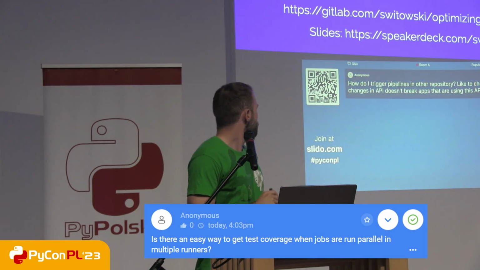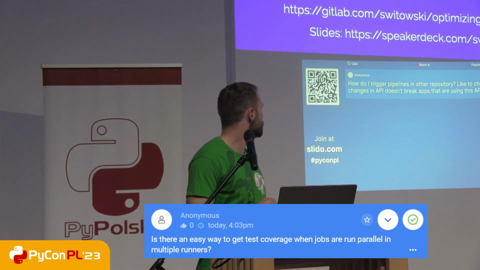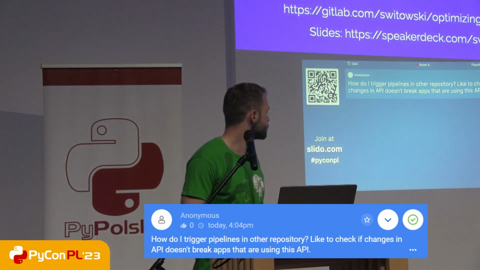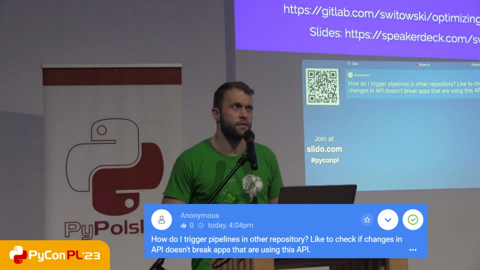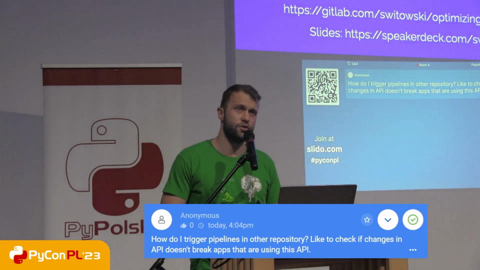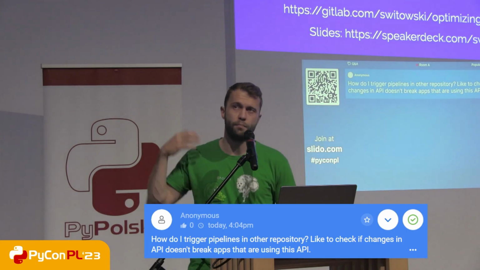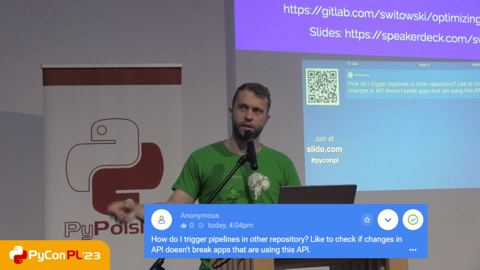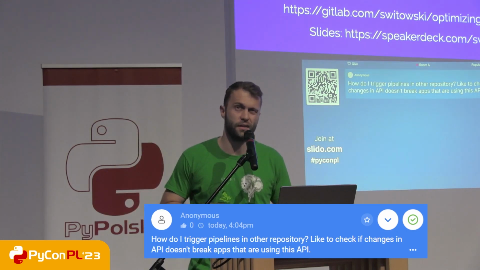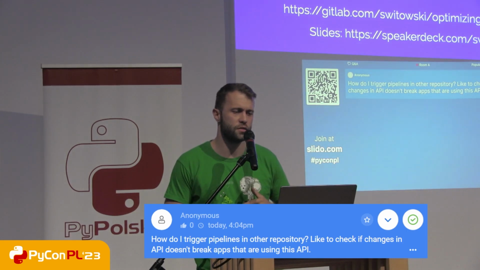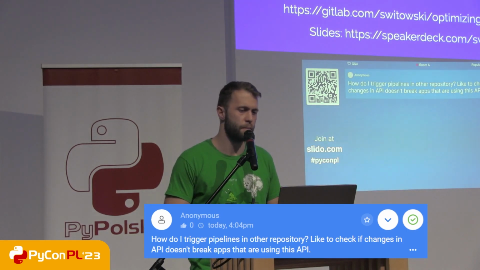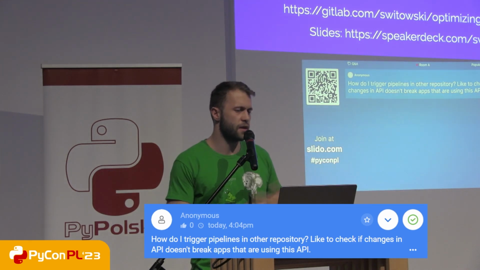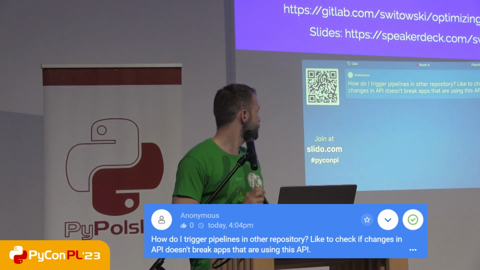How do I trigger pipelines in other repositories, like to check if changes in an API don't break apps that are using this API? So I think actually GitLab has a paid feature where you can have pipelines in Git submodules or even separate projects triggering pipelines from other projects. I don't know if it's within the same organization or actually different ones, but I only know that this is a paid feature. I don't know if there are some open source alternatives to fix that.